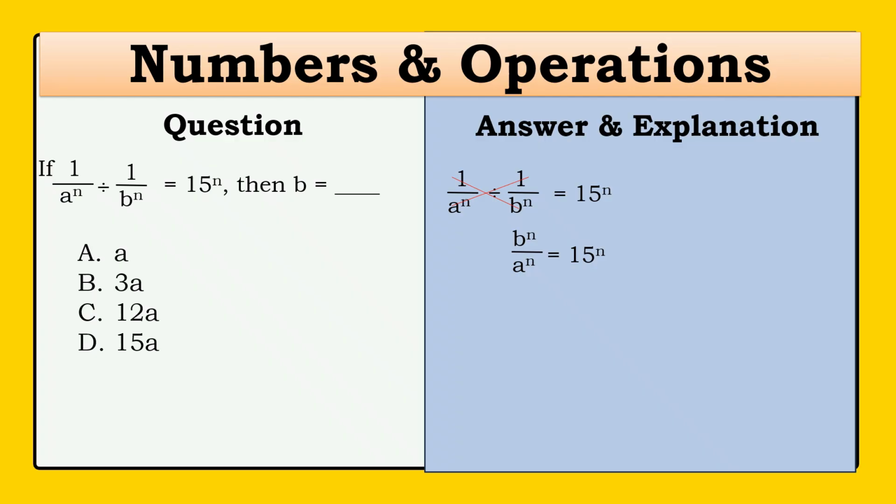B to the n over a to the n, we can rewrite this as b over a raised to the exponent of n, which is equal to 15 to the n. Since our exponents are the same, then we can equate our bases. So b over a is equal to 15. Then, let's solve for b. Again, we can use the cross multiplication. So b is equal to a times 15, which is equal to 15a. So our final answer is letter D.